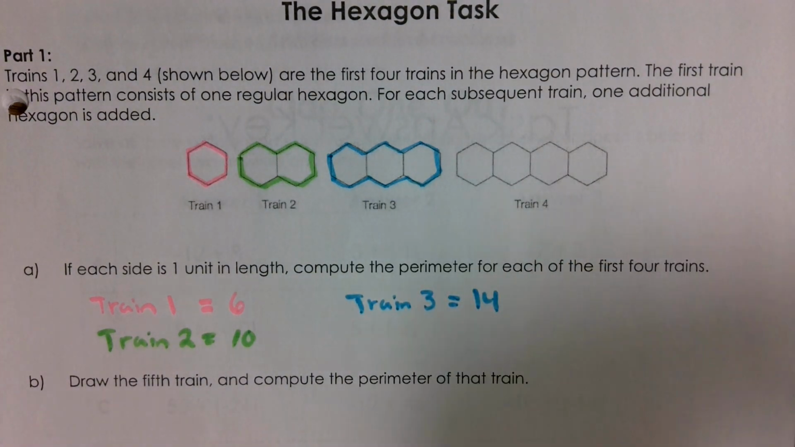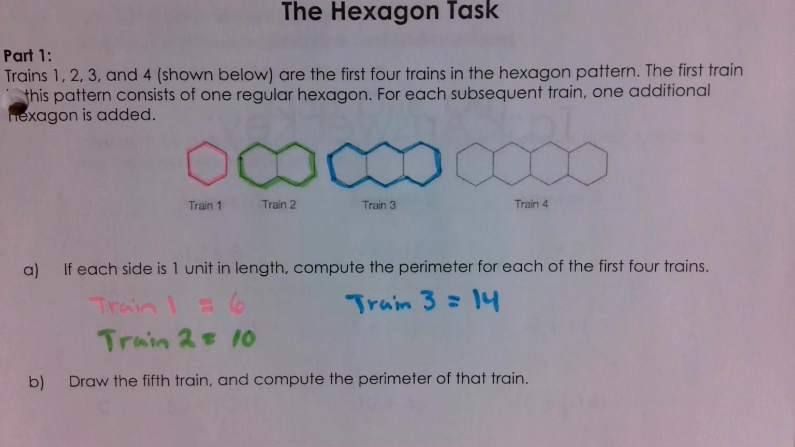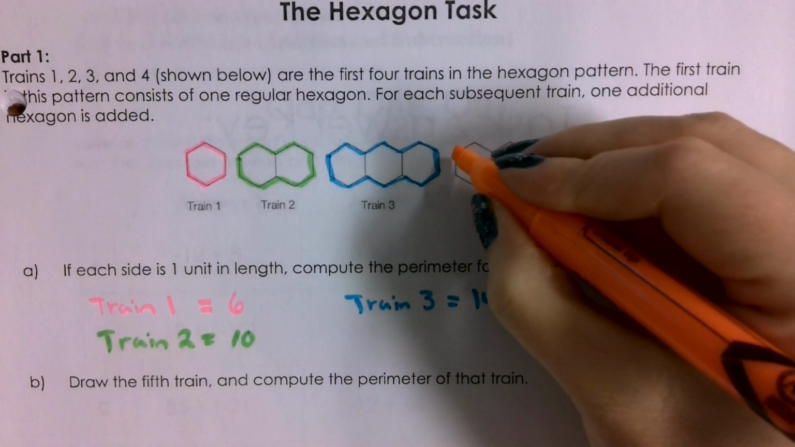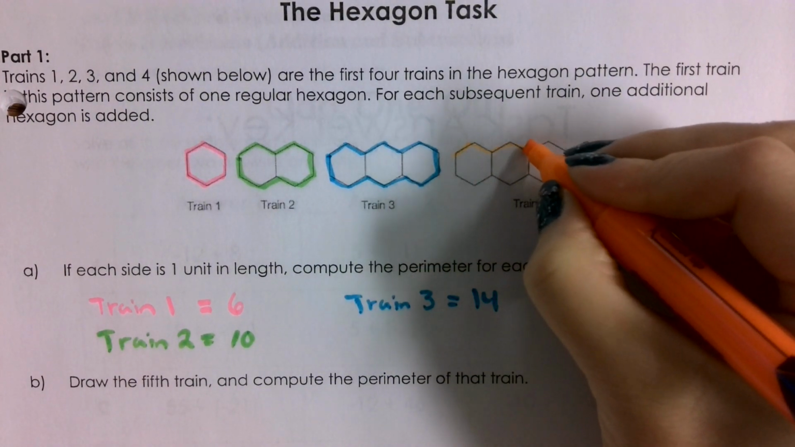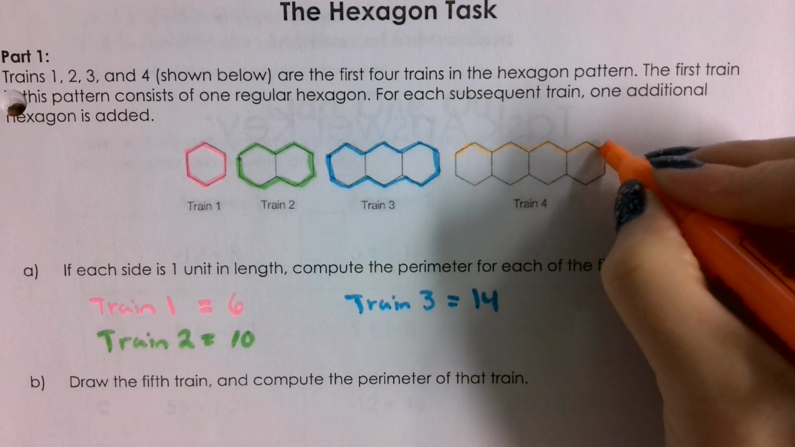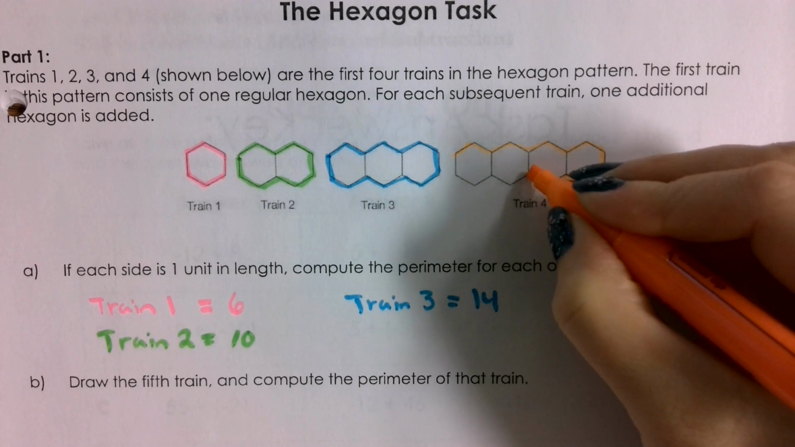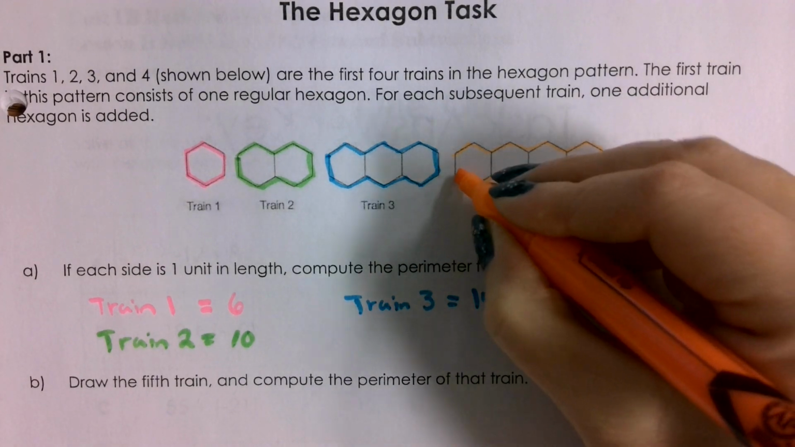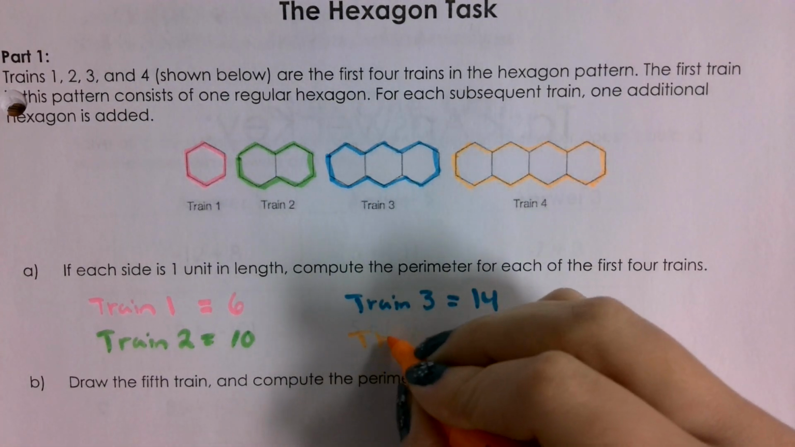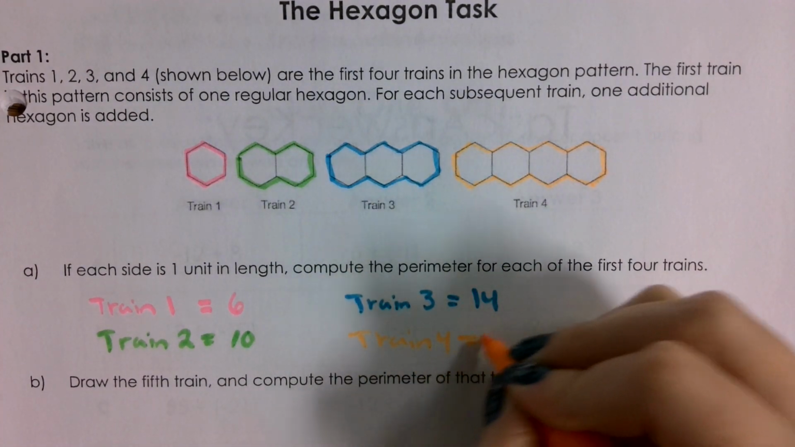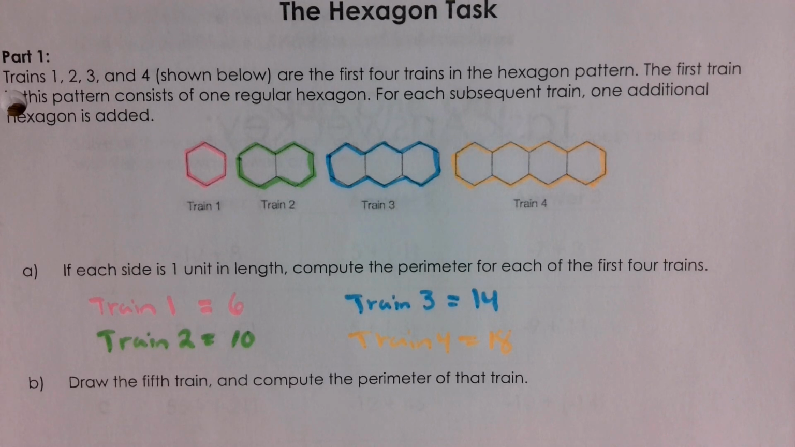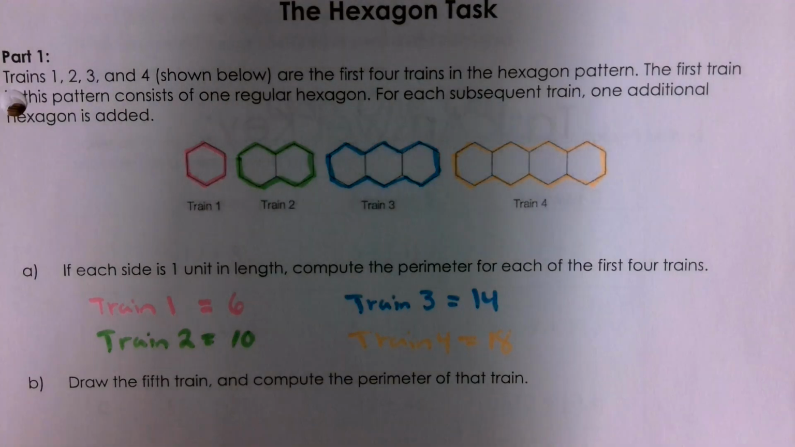Okay, and as you guys noted before, it seems to be increasing each time by what value? 4, right? 1, 2, 3, 4, 5, 6, 7, 8, 9, 10, 11, 12, 13, 14, 15, 16, 17, 18. So train 4 is 18. Each time it's increased, it increases by 4.